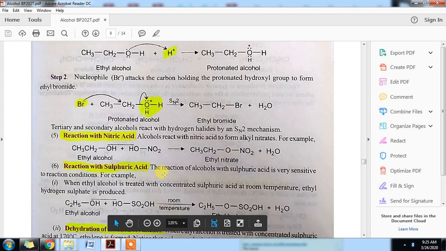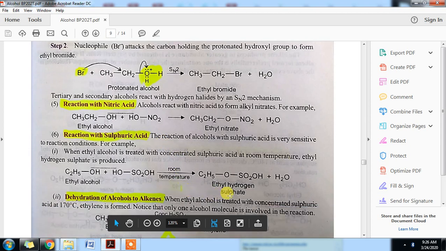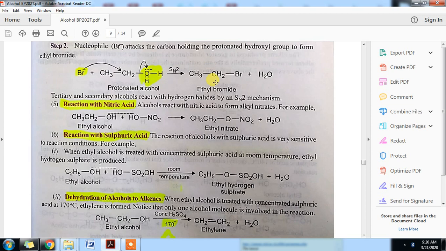So reaction with sulfuric acid, so sulfonation, you see hydrogen sulfonation. What is happening here is water is removed at room temperature with concentrated H2SO4, giving ethyl hydrogen sulfate, okay, C2H5OSO3H. So this is nitration, sulfonation. Okay, you have some miscellaneous reactions you have studied.